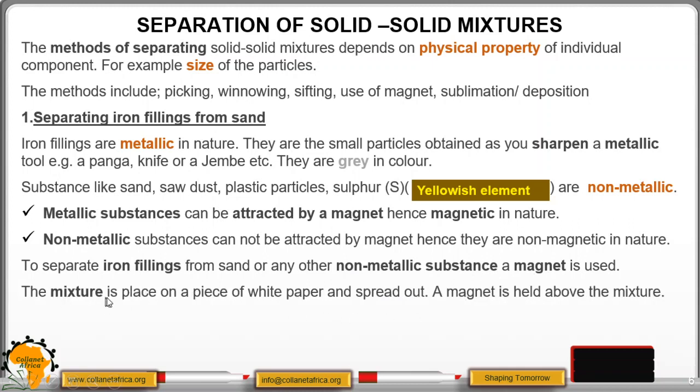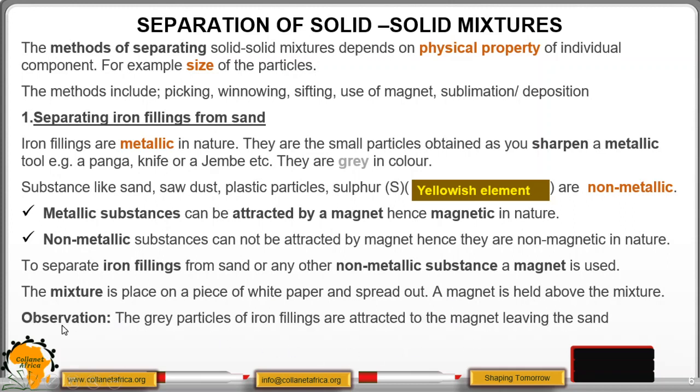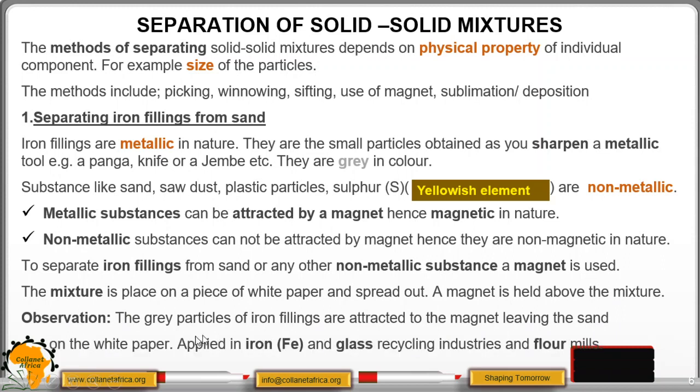The mixture is placed on a piece of paper and spread out. A magnet is held over the mixture. Observation: the gray particles of iron filings are attracted to the magnet, leaving the sand behind on the white paper.